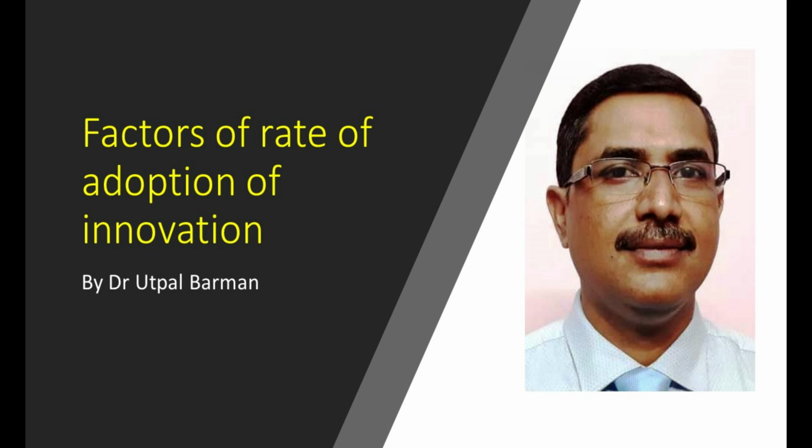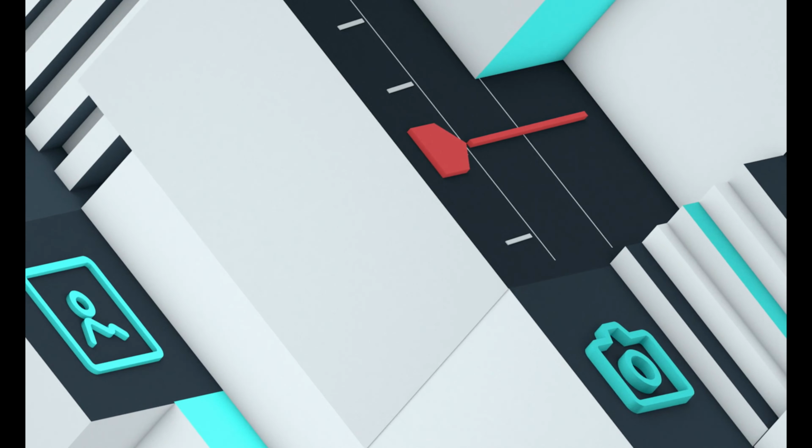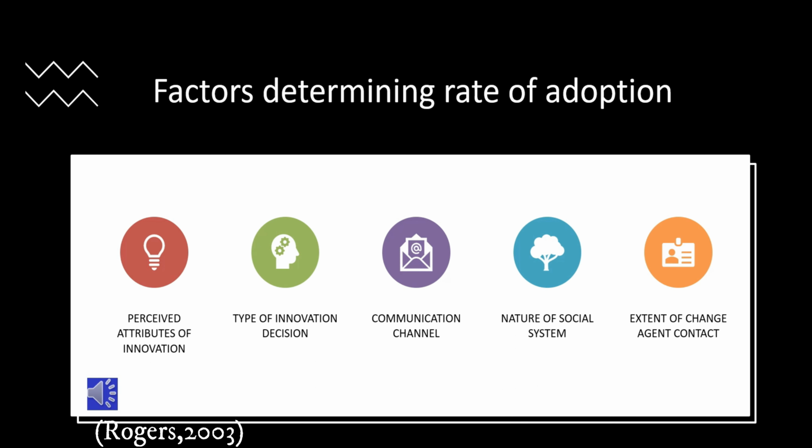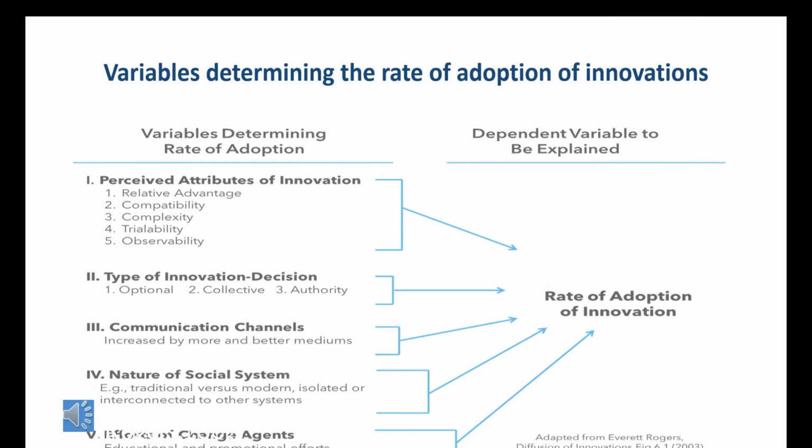Today we will discuss factors determining the rate of adoption of innovation. Rogers identified 5 factors for determining the rate. These are perceived attributes of innovation, type of innovation decision, communication channel, nature of social system, and extent of change agent contact. Those variables which determine the rate of adoption of innovation can be explained in this diagram.